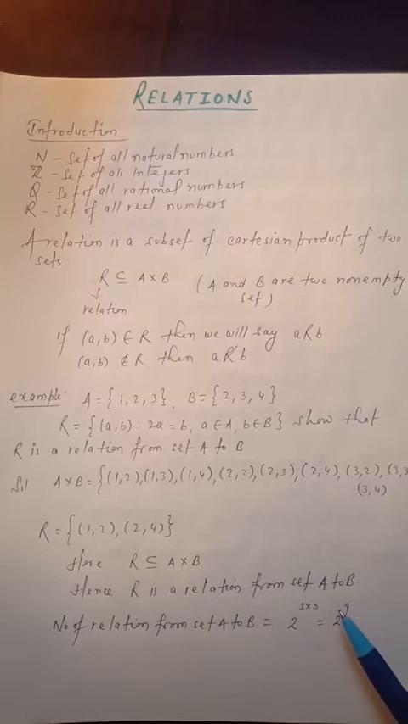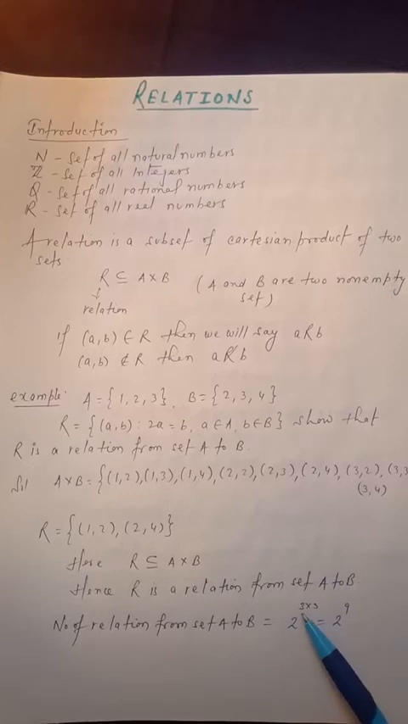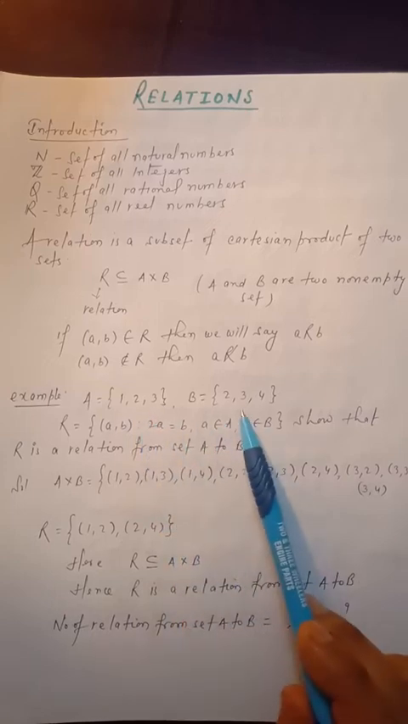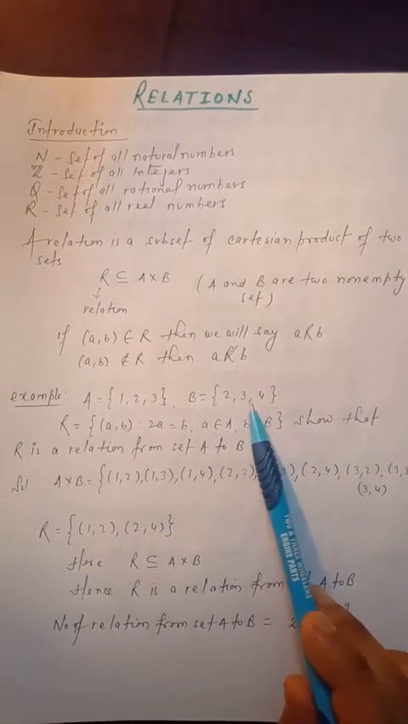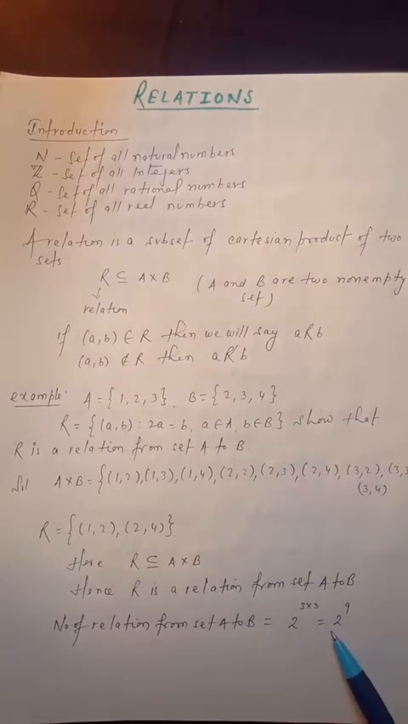Suppose somebody is asking what will be the number of relations from set A to B. Its formula is 2 to the power pq, where p is the number of elements in set A and q is the number of elements in set B. Here the number of elements in set A is 3 and the value of q is also 3. So the total number of relations from set A to B will be 2 to the power 9.